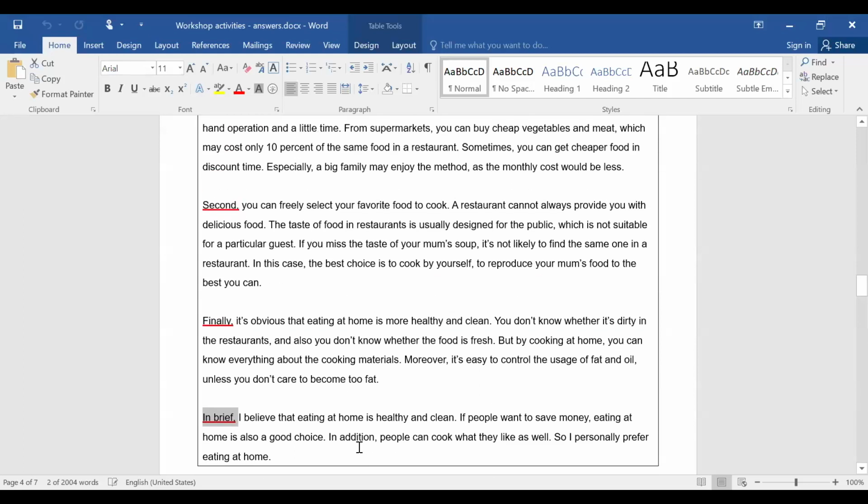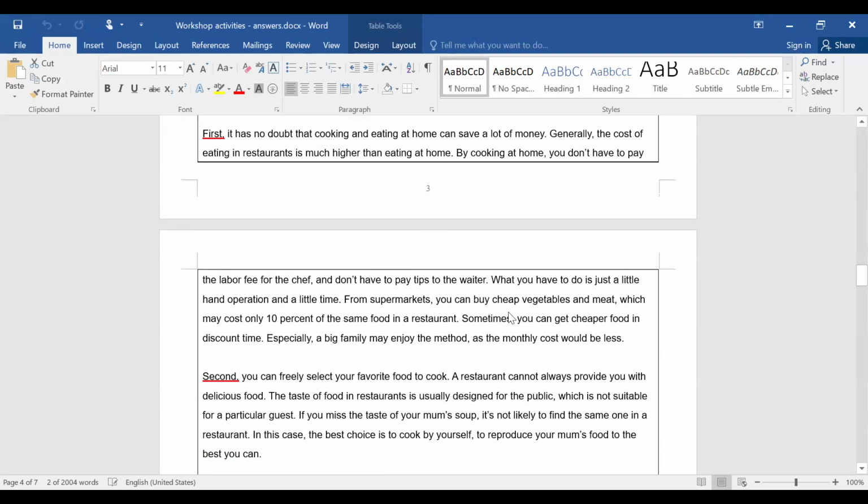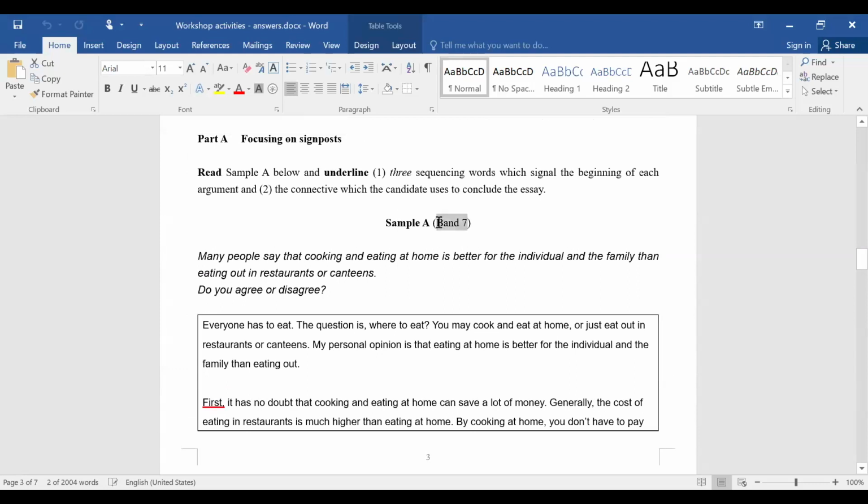Overall, you can do this. You can say first, blah, blah, blah, second, blah, blah, blah, finally, blah, blah, blah, in brief, blah, blah, blah. Of course, you can do this, and the candidate actually succeeds in getting a band 7, right? But we need to show some variety in terms of word usage, right? Variety is important in the IELTS exam.